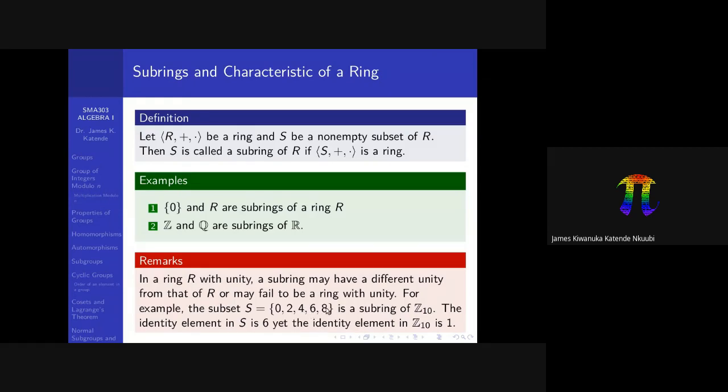6 times 8 is 48, so 48 gives you 8 modulo 10. Similarly, 6 times 2 is 12, which gives you 2 modulo 10. So 6 behaves like an identity, because if you multiply any number in here by 6 modulo 10, you get the same number. And 6 times 6 is 6. So the multiplicative identity in this set is 6. Yet in the mother ring, the multiplicative identity is 1. So you can have a subring which has a multiplicative identity that is different from the mother ring.